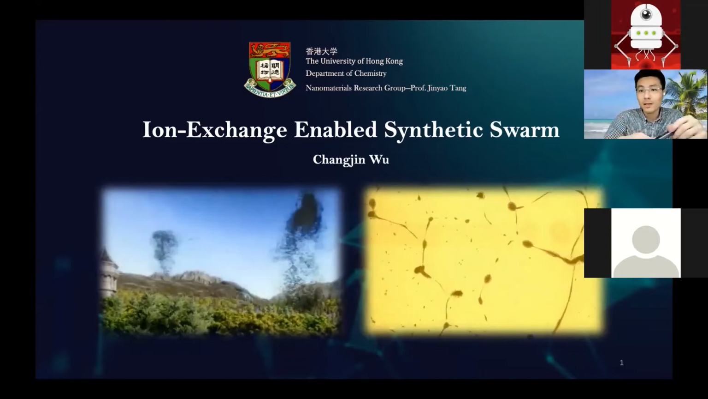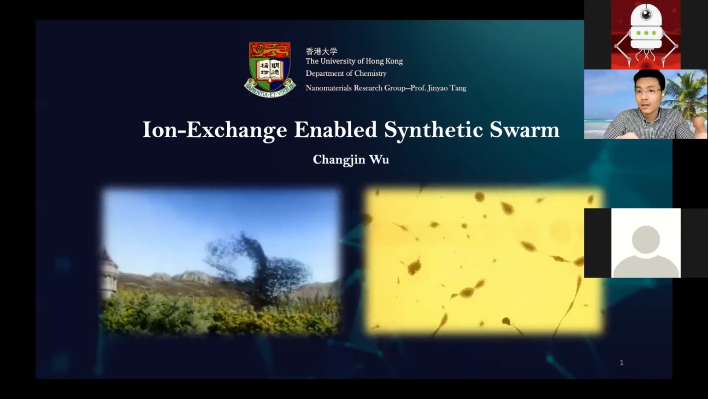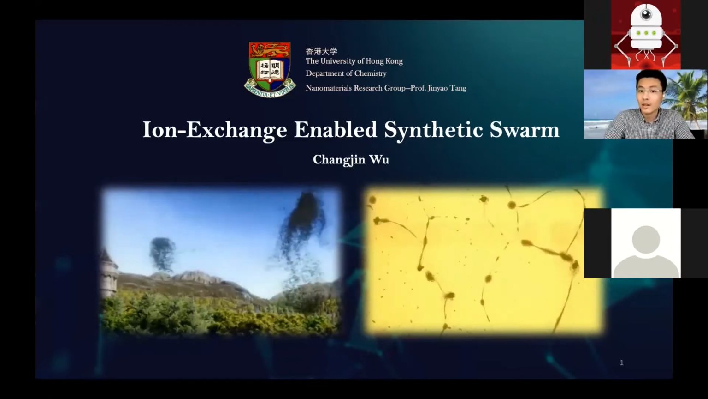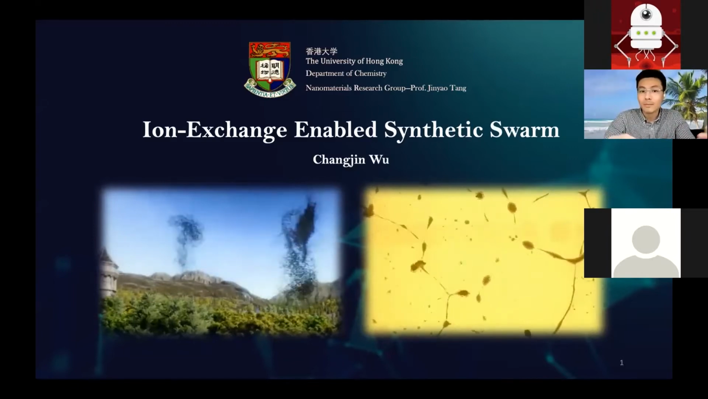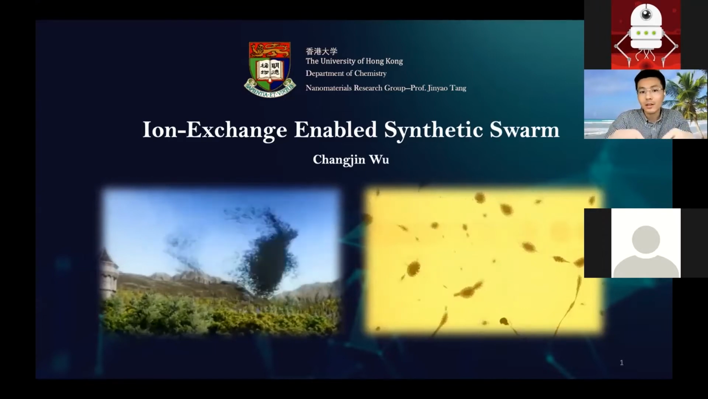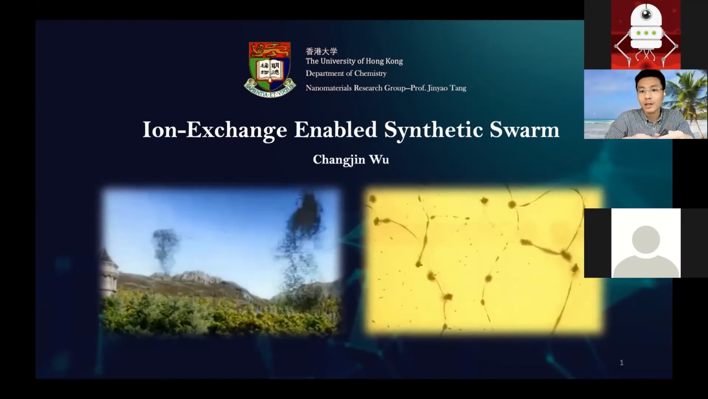Basically, in this work, we observe very interesting collective dynamics in an artificial active matter system that resembles the intelligent collective behavior in biological systems. In these two videos, the left one is the flocking of birds in nature, and the right one is our system.